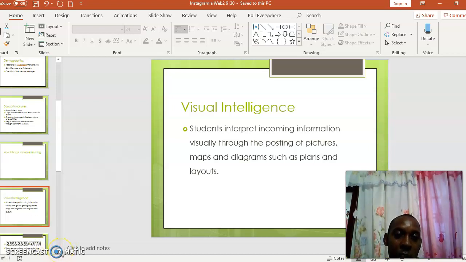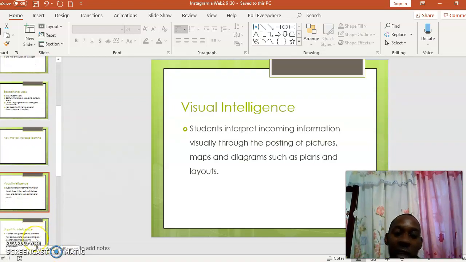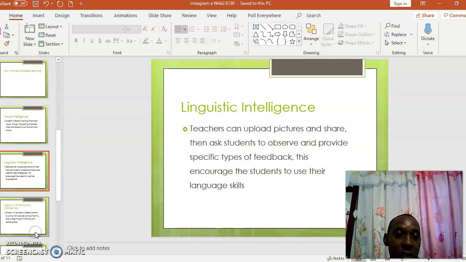For those who are acquainted with the VARK learner profile, this addresses that aspect of it. The next intelligence it speaks to is linguistic intelligence. Teachers can upload pictures and share, then ask the students to observe and provide specific types of feedback. This encourages the student to use their linguistic skills.